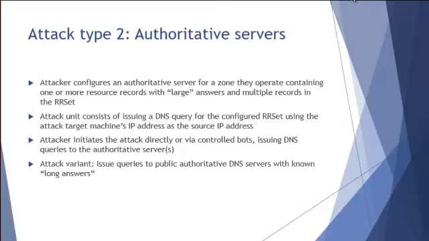And then the attacker initiates the attack directly or via the controlled bots, which can issue DNS queries to the authoritative servers, and basically, again, with the source IP address of the target. A variant of this attack is where they can issue queries to public authoritative servers with well-known long answers. So it can actually just query a legitimate website, and that server is just doing what it's configured to do, provide an answer to a query. And if it's known to, let's say, be DNSSEC signed or have a large set of information, maybe it accepts ANY queries, which is basically all of the RR types for a given name. Those can be leveraged for amplification as well.